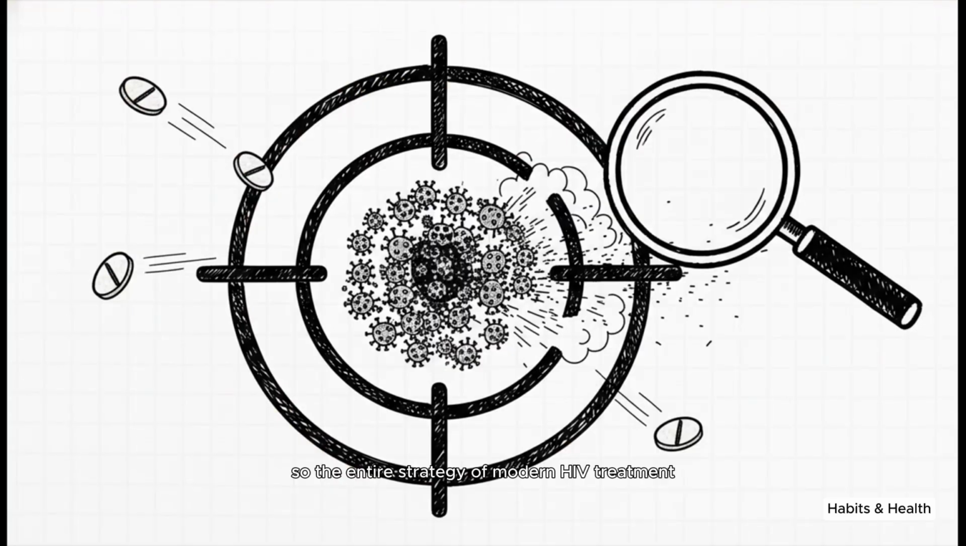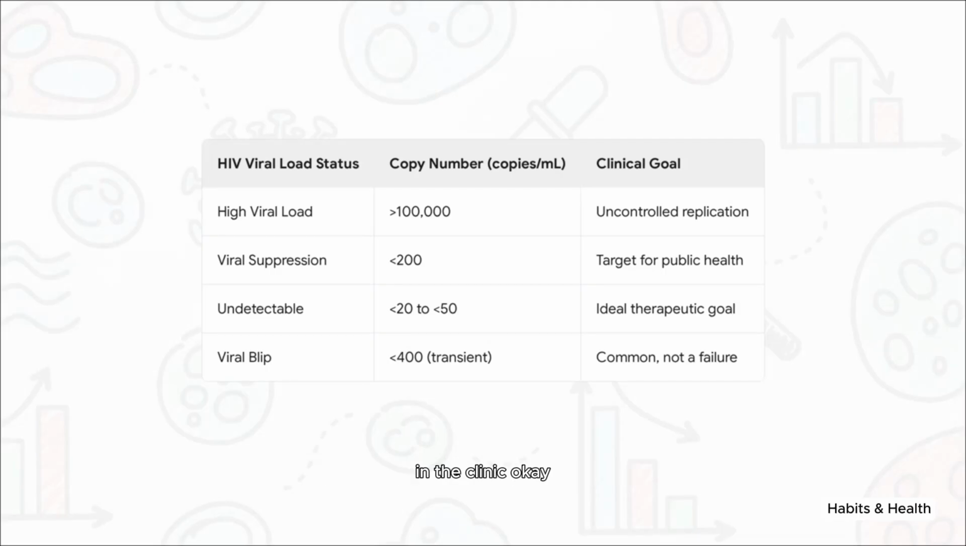So the entire strategy of modern HIV treatment, it's called antiretroviral therapy, or ART, it all boils down to one single primary goal. Get the viral load so incredibly low that our most sensitive tests can't even find it anymore. And this is what those numbers actually mean in the clinic. Okay, so a high viral load, that's bad. It means the virus is just replicating like crazy.